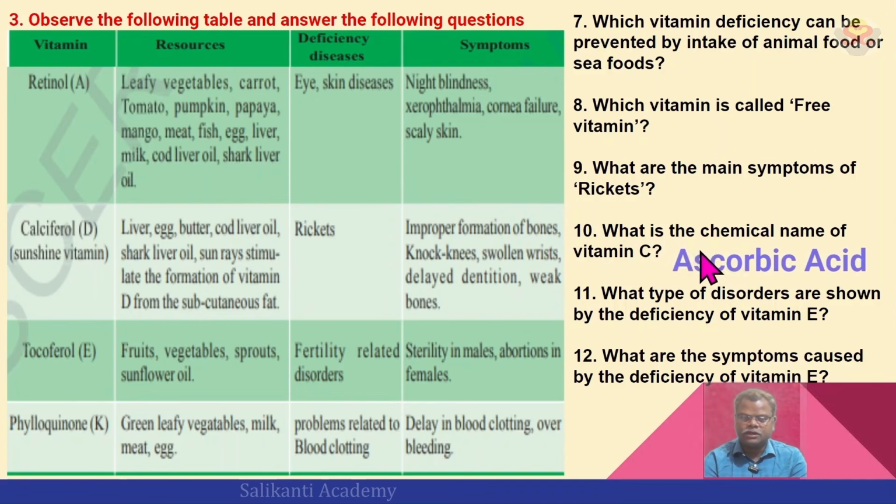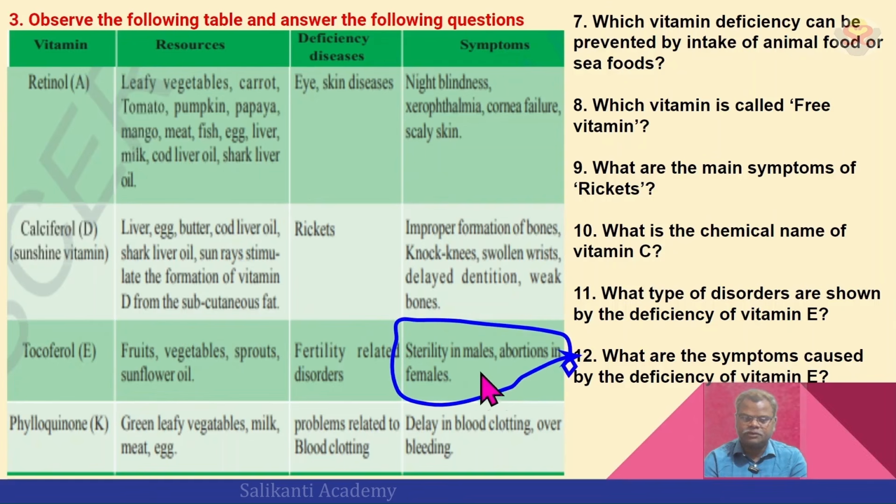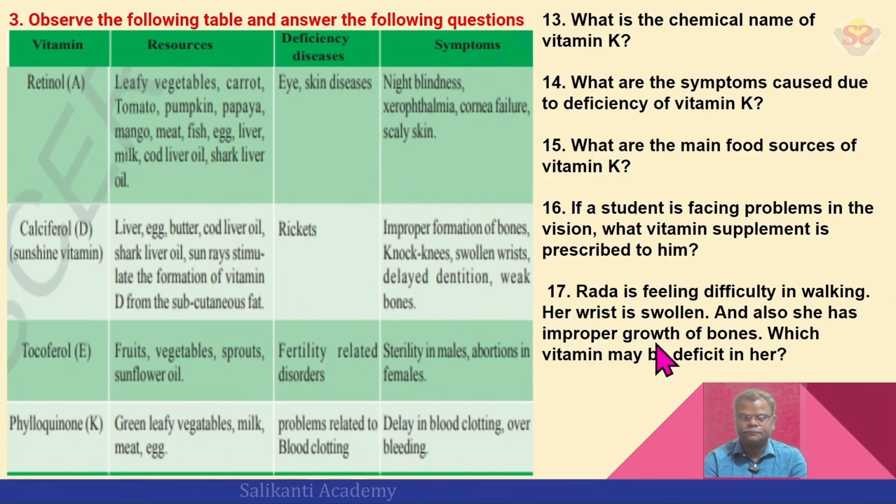What is the chemical name of vitamin C? Ascorbic acid. What types of disorders are shown by the deficiency of vitamin E? Fertility related disorders. What are the symptoms caused by the deficiency of vitamin E? Sterility in males, abortions in females.